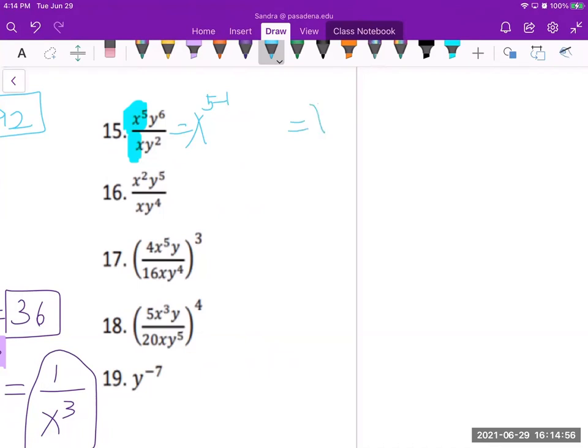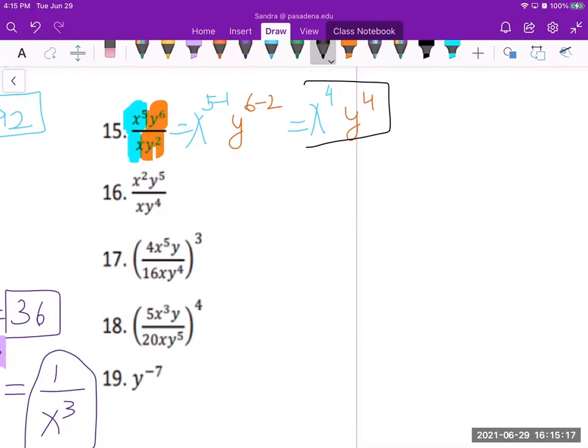I'm going to leave space. That's x to the fourth power. And now I'm going to work with the y's. So then that will be y to the 6 minus 2. And so 6 minus 2 is 4, and they're both positive exponents. And so then this is the answer, x to the fourth, y to the fourth.